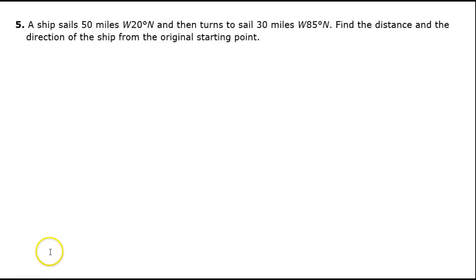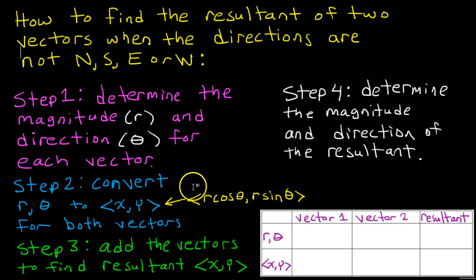In this video, I will show you how to find the resultant vector when two or more vectors are acting together, even when the directions are not simple directions like north, south, east, or west. I will be using this four-step method that works every time, and I will be using this clever graphic organizer to keep my work organized. I recommend that you do the same.